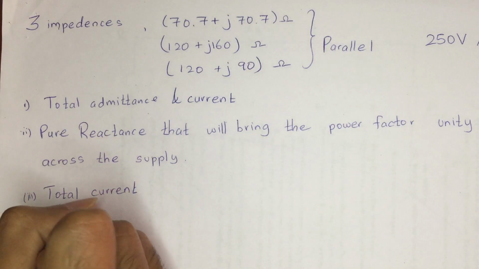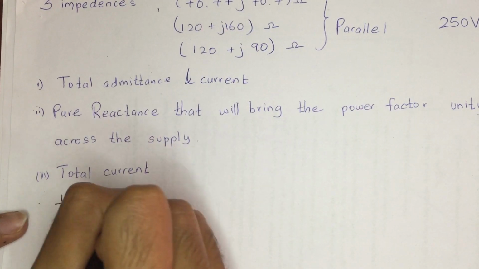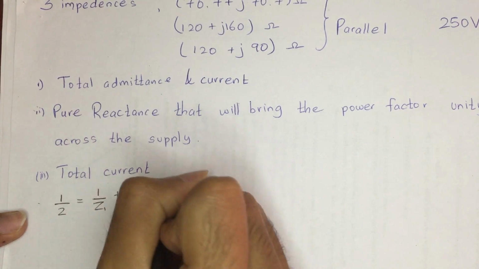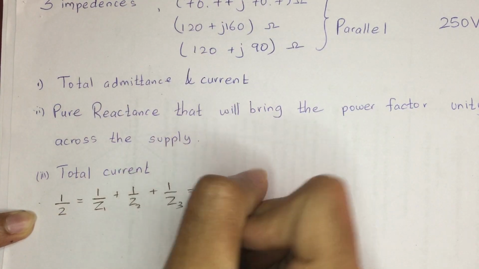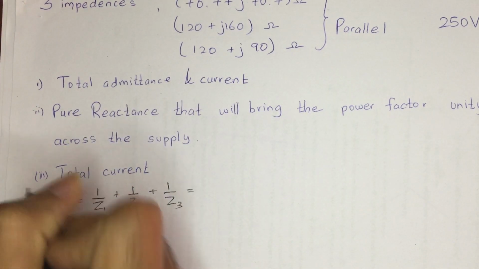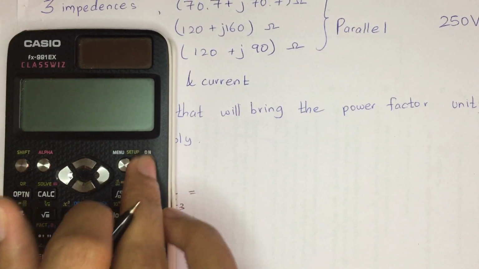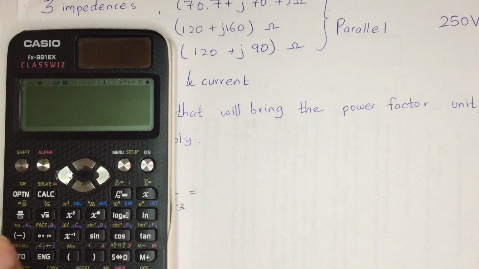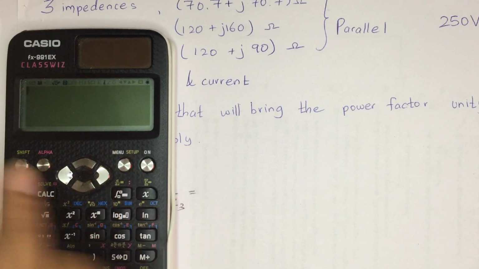When it's parallel, 1 over Z would be 1 over Z1 plus 1 over Z2 plus 1 over Z3. Actually, we know the values, so we can directly substitute. So this is Y. I'm going to use the calculator over here. We have already done a video on how to use the Casio 991EX calculator to solve complex numbers in Cartesian as well as polar form. So if you haven't watched that, please watch that before doing these sums.